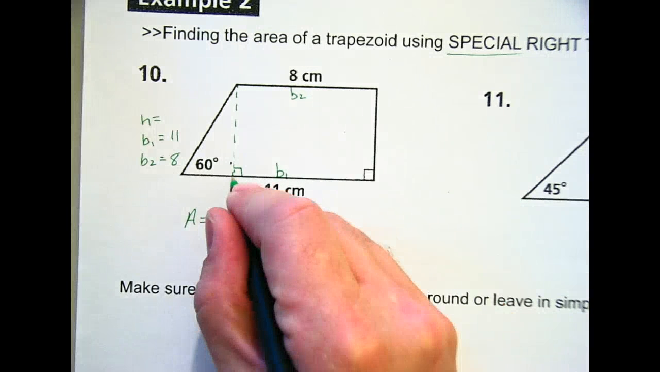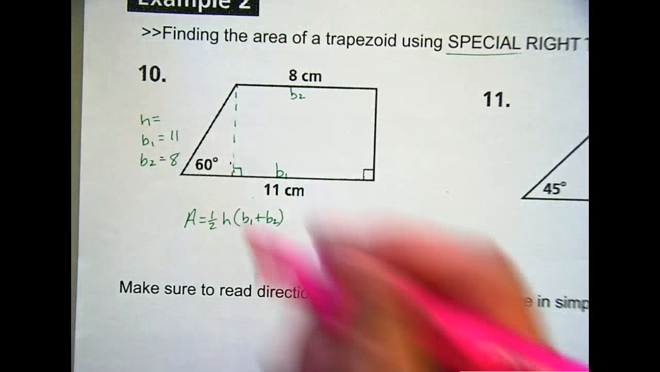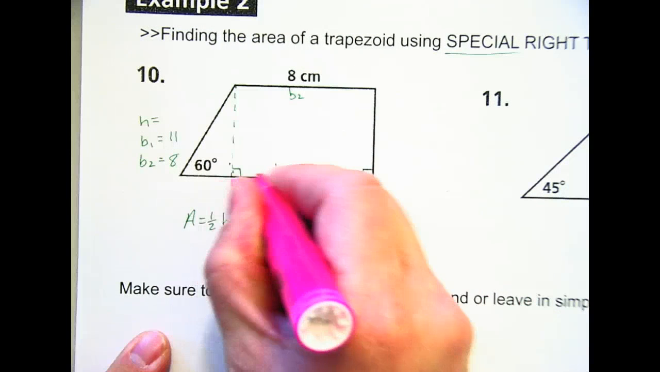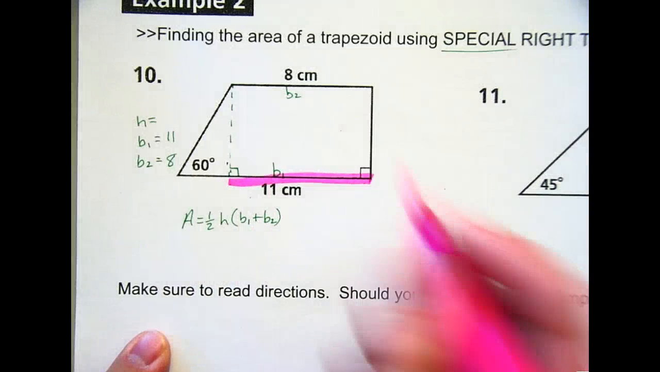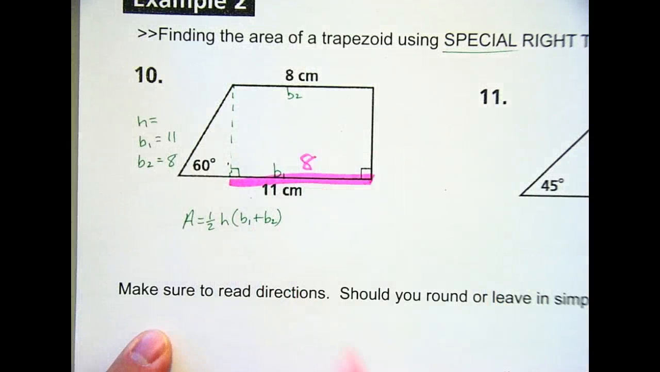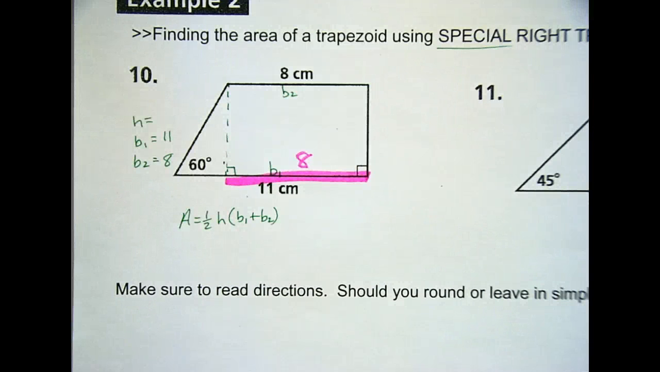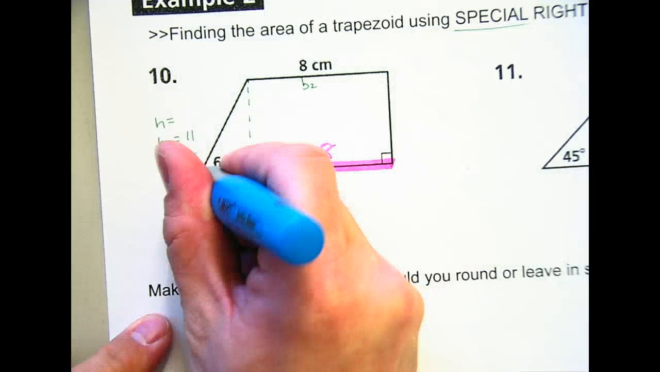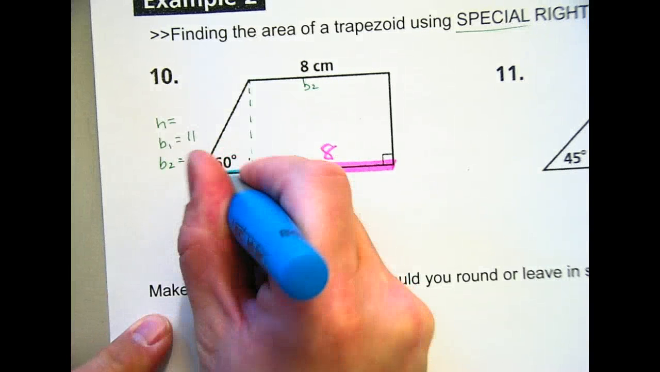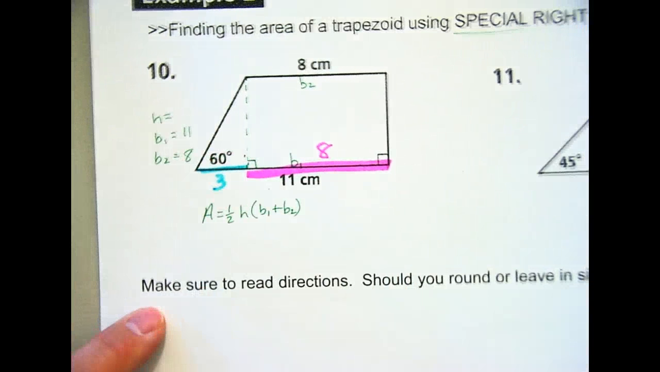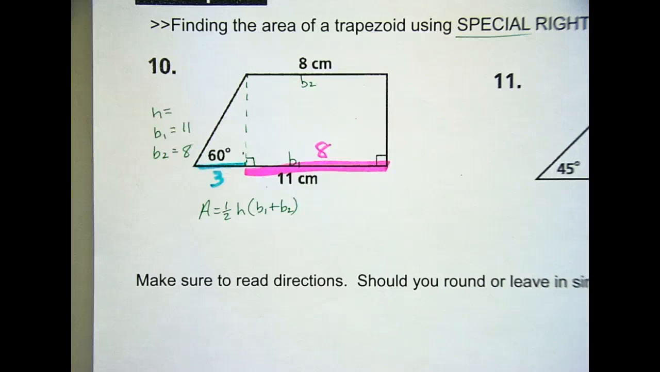If I'm following your thinking, you're saying that this piece right here is 8, correct? And which means this piece right here is going to be 3, because it all equals 11. Everyone agree with that? Very good. So now how does that help me to find the height?